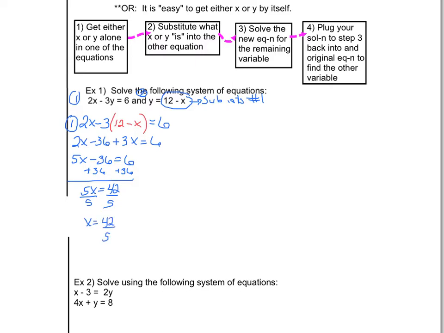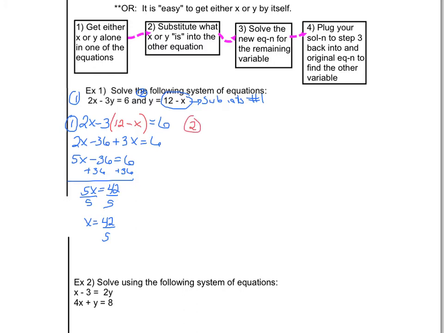I check to see if I can reduce 42 and 5. There's nothing they can both be divided by. So I'm going to go ahead and say I'm done with step 3. I solved for the variable that was left. I solved for the x that was present in equation 1. And now I'm going to take that solution and I'm going to plug it back into either equation 1 or 2 to solve for y. Because if I'm solving for my point of intersection, a point is always an x comma y value. So I'm going to go ahead and I'm going to use equation 2.